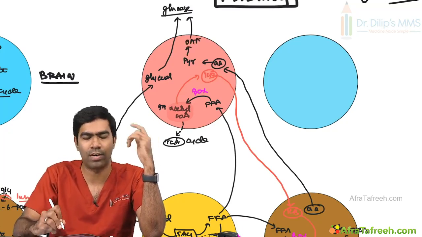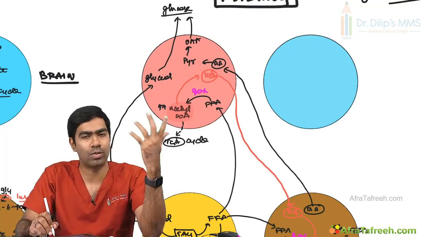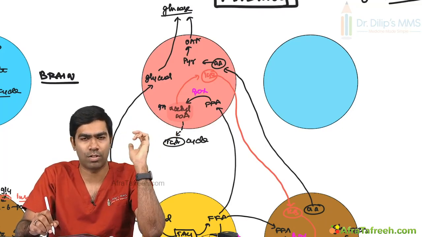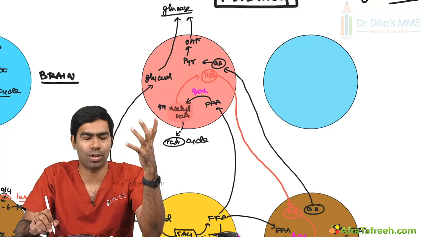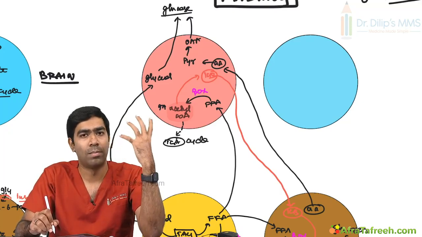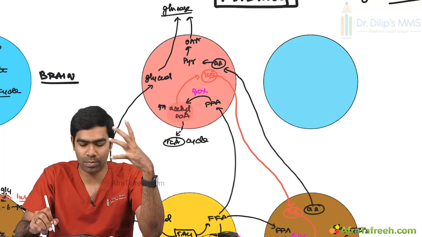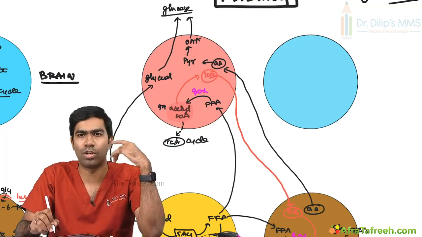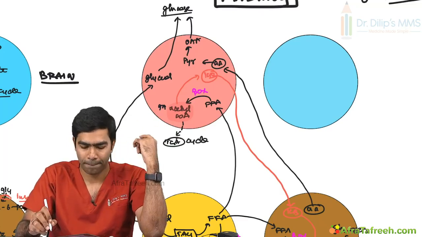Oxaloacetate is going to get converted to glucose. We know how it's going to convert to oxaloacetate using a gluconeogenic enzyme called pyruvate carboxylase. In the absence of insulin and with higher counter-regulatory hormones, your pyruvate carboxylase will be active, which is going to convert pyruvate to oxaloacetate, and which is going to form glucose through the gluconeogenic pathway, which I have described already.